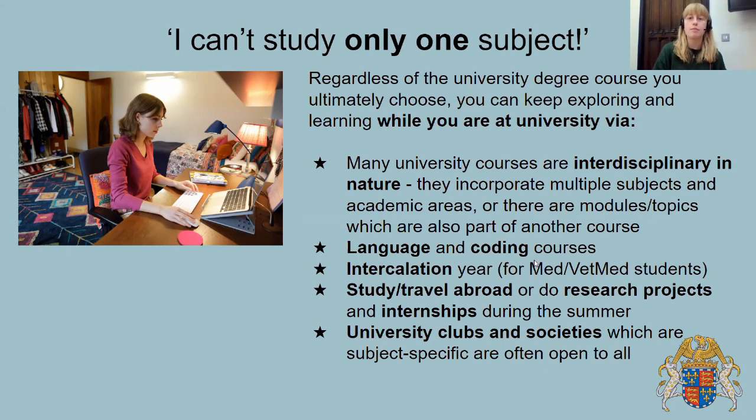Two more things I wanted to mention about keeping up with other subject interests and keeping your horizons really broad while you're a university student studying technically one course. There are lots of courses out there at other universities where you can do, for instance, history and French, or philosophy and maths. There are lots of combination courses like that. So that's a way to ensure that you're not just studying one subject, I guess.